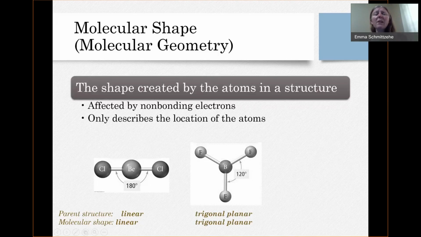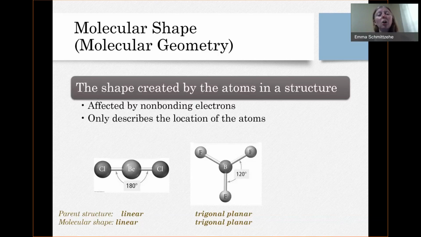So if we have three electron groups, then remember they arrange themselves 120 degrees from one another, forming a trigonal planar structure. Now, if every single one of those electron groups is some sort of bond attached to an atom, then the molecular shape is still trigonal planar, because that does describe the shape of the atoms.